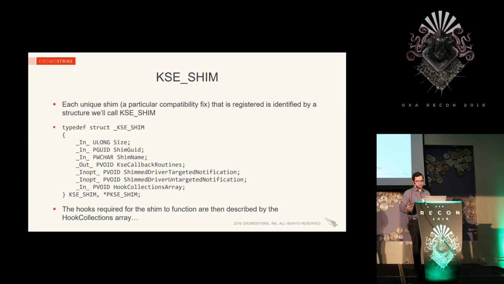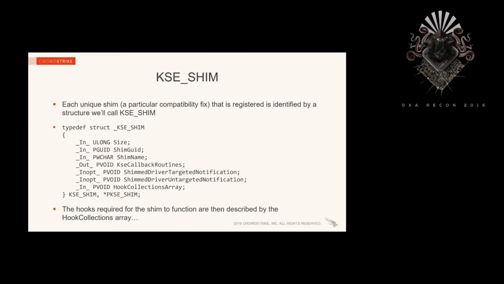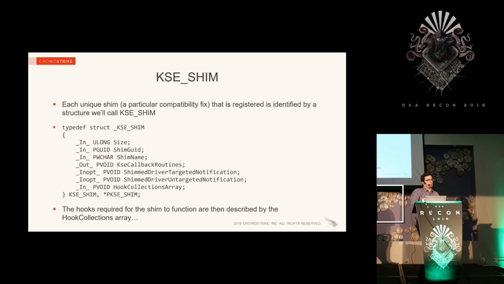It's basically my own definition of it. Fairly easy to reverse. So basically have the size of KSE_SHIM, a GUID, and a name. Now, the name of the shim that you're registering and the GUID of the shim you're registering must match one of the shims in the SDB file. And the SDB file has your shim name and your GUID. So you can't register, I mean, you can register an arbitrary shim, but nothing will use it because the SDB file won't actually match up to that.